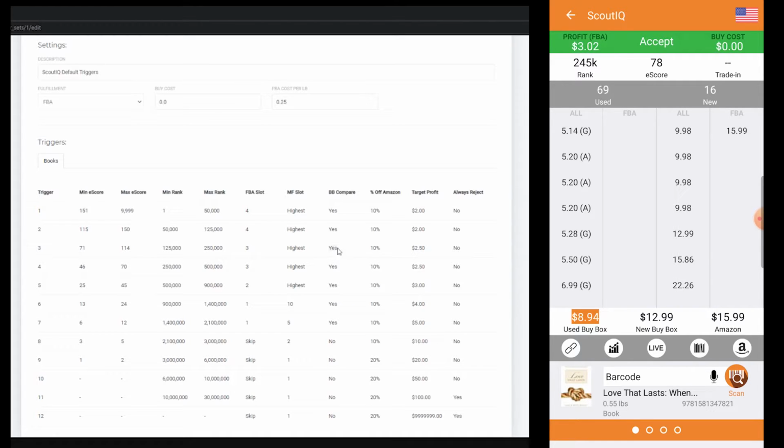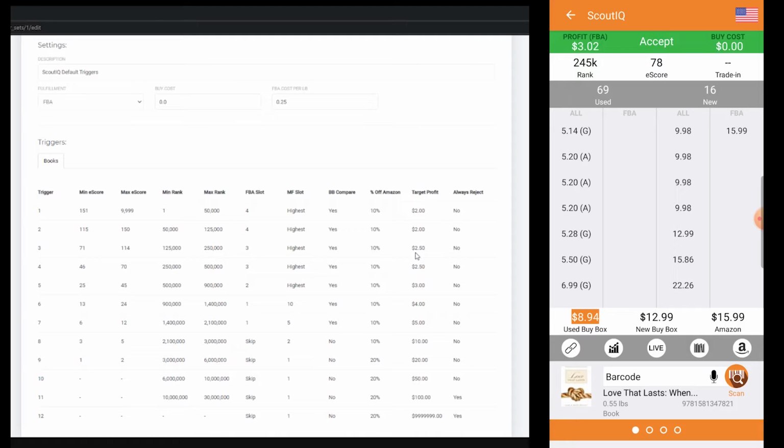So it selected the use buy box. It's going to take 10% off Amazon's price if Amazon is cheaper. Except as you can see right here, Amazon's $15.99, so 10% off of that is still higher. So it's still going to keep that used buy box. And then we're going to look for a target profit of $2.50. Right now, this book is $3.02 profit, so it is an accept.